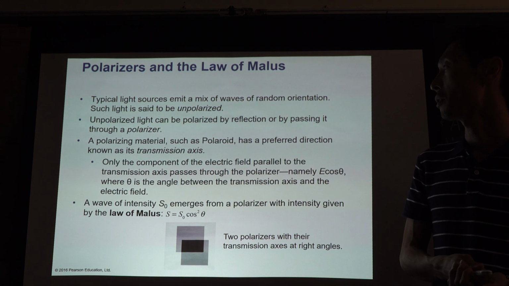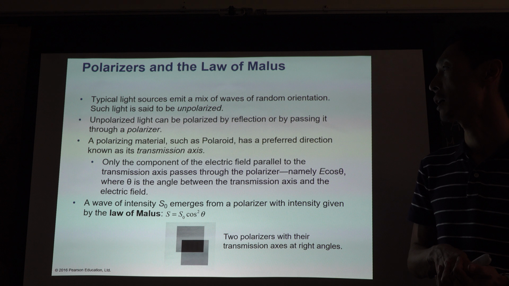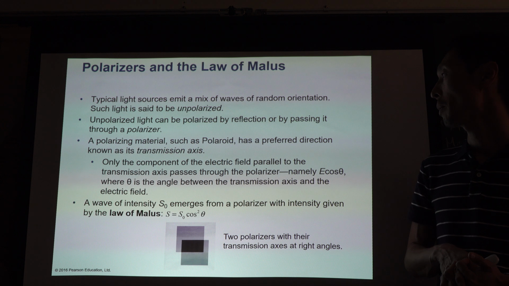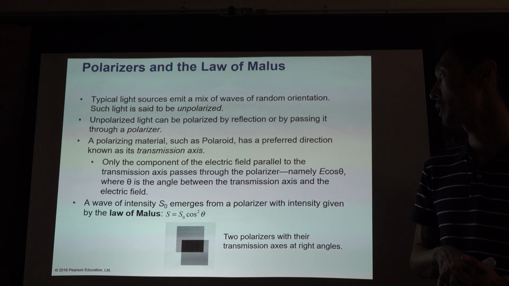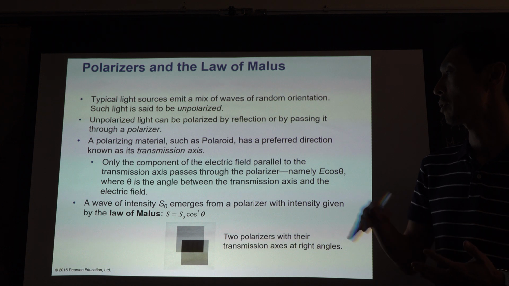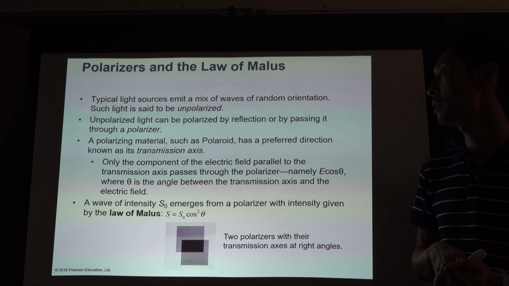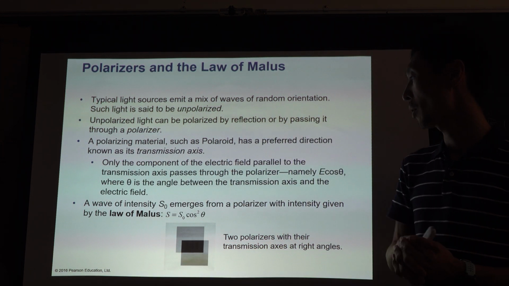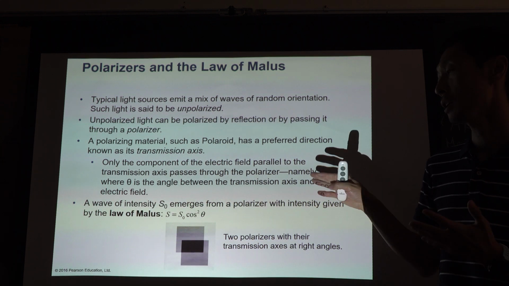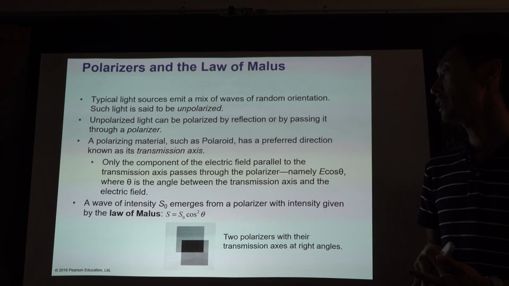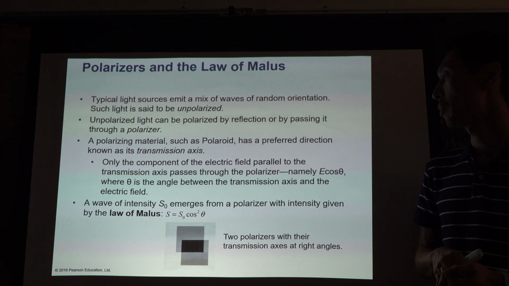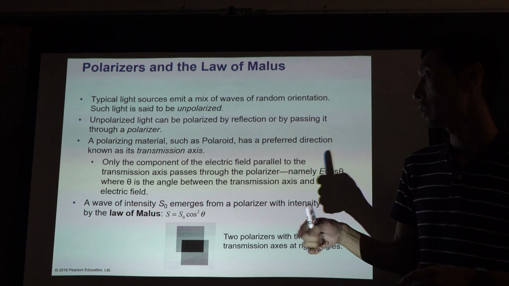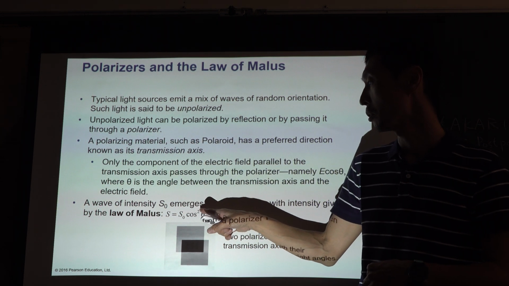A polarizing material such as a polarizer has a preferred direction known as its transmission axis. Only the component of the electric field parallel to the transmission axis passes through the polarizer, namely E cosine theta, where theta is the angle between the transmission axis and the electric field. A wave of intensity S0 emerges from the polarizer with a new intensity. So if you want to calculate the intensity of the light coming from the polarizer, you can use Malus's law, and actually it's S equals S0 cosine squared theta.